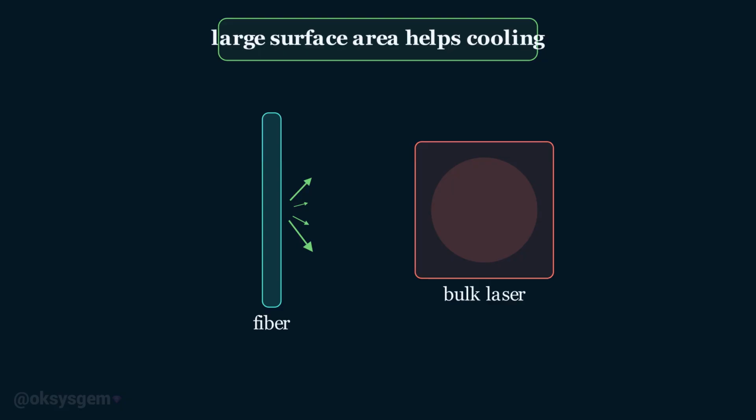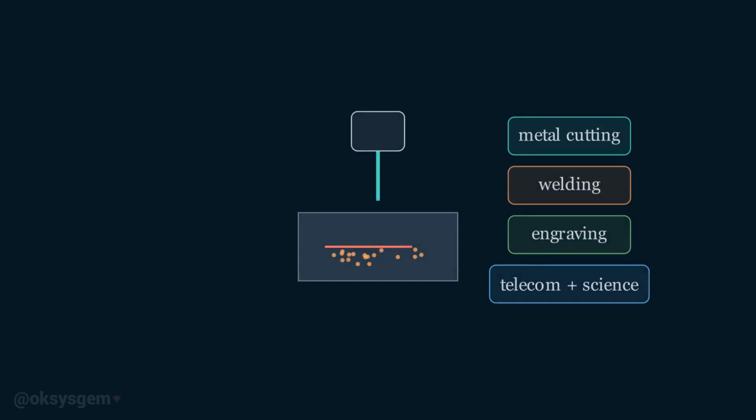They are used throughout manufacturing to cut steel sheets, weld vehicle components, engrave serial numbers, manufacture electronics, and process extremely small components. Lower power versions are also important in telecommunications and scientific instruments. The strange part is that a fiber only slightly thicker than a human hair can form a central part of an industrial machine capable of cutting through metal.